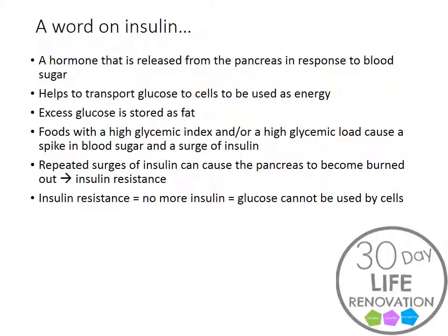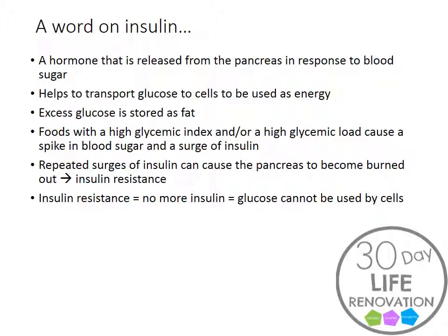So speaking of insulin, let's talk a little bit about that. So insulin is a hormone that's released from the pancreas, and it's released in response to blood sugar. So once that glucose gets into the blood, the pancreas spits out insulin. And insulin's main job is to transport glucose to cells in order to be used as energy. And if there's any leftover glucose that the cells don't need anymore, then that is stored as fat. It's actually stored as glycogen first, and then stored as fat as soon as your glycogen stores are full.